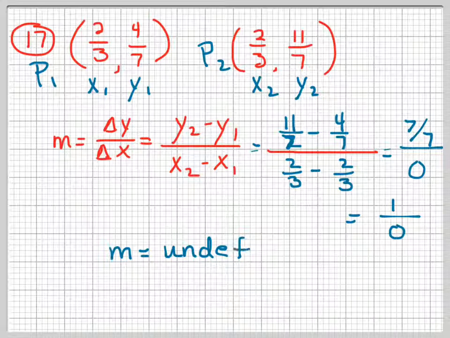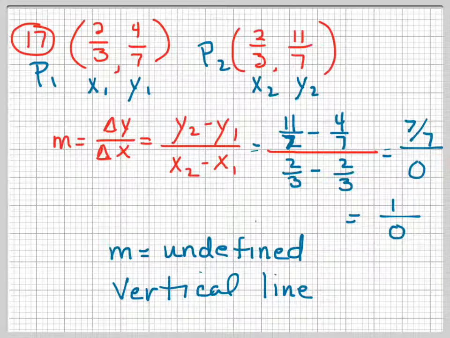We looked at that on our calculators today. You can't divide by 0. In fact, we could be more descriptive and just say it's a vertical line, which also implies the slope is undefined.